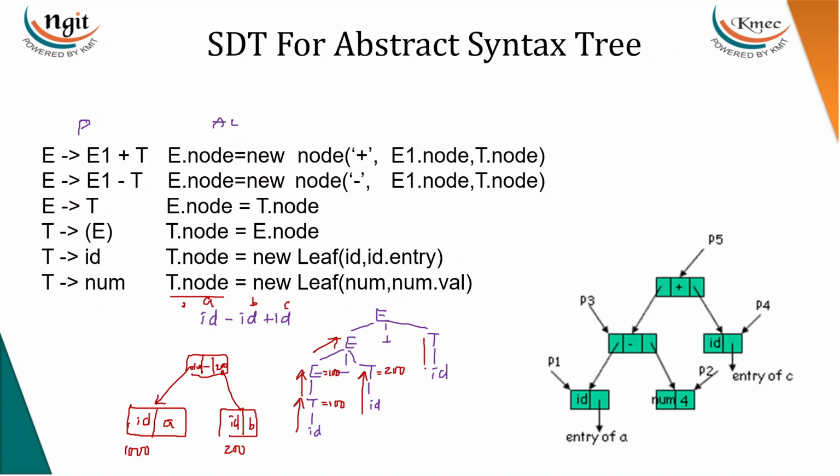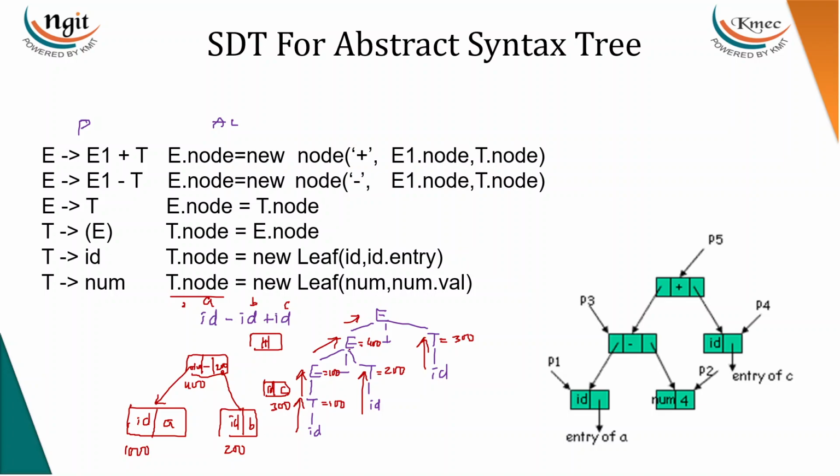The same way, next one, T derives ID. We have to create a leaf node with the ID, and the entry is C. Assume that this is 300, which will be stored in T dot node. Then the last one to be evaluated is E derives E plus T. Create a new node with plus, and the address of this is E1 dot child. What is the E1 dot child here? We have created it, right? So the new node we created will be stored here. Assume that this is 400, which will be stored here, because we didn't mention 400 earlier.